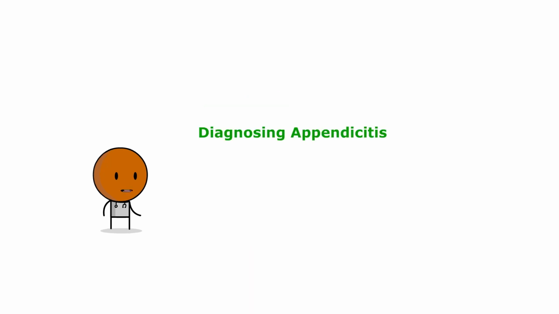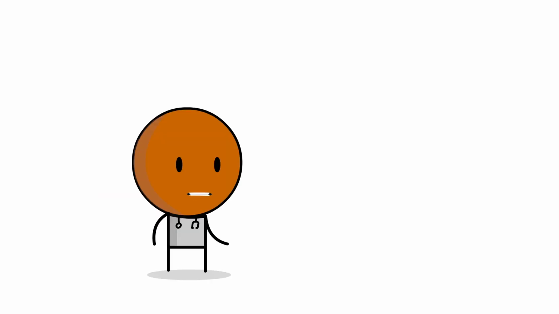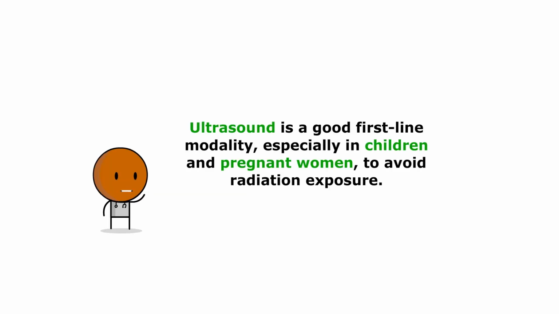How are we going to diagnose appendicitis? The diagnosis of appendicitis can be tricky. It honestly starts with a thorough history and physical exam. Laboratory tests often show elevated white blood cell counts. However, imaging has revolutionized the diagnosis of appendicitis. Ultrasound is a good first-line modality, especially in children and pregnant women, to avoid unnecessary radiation exposure.